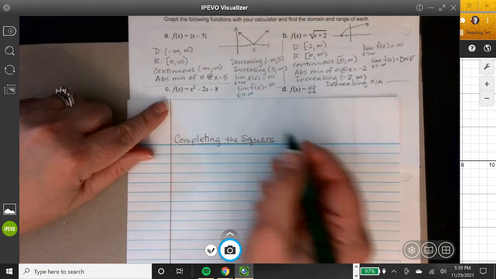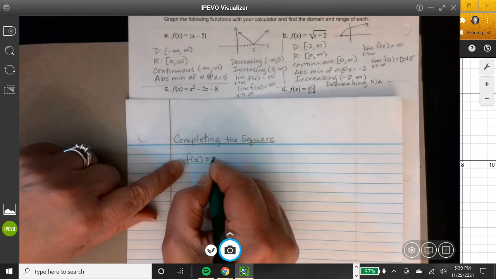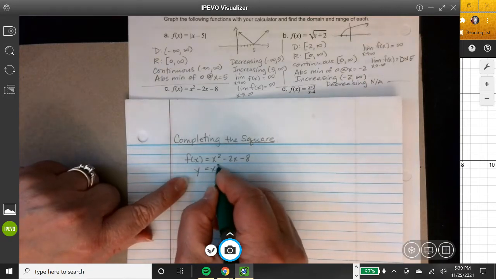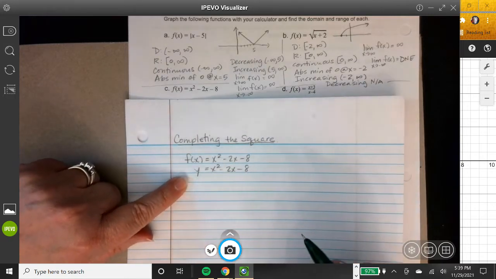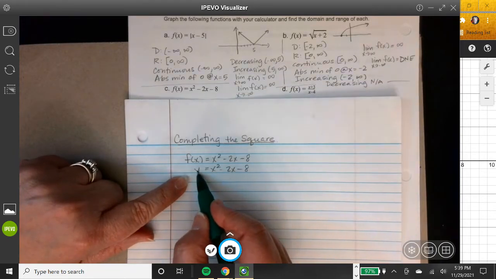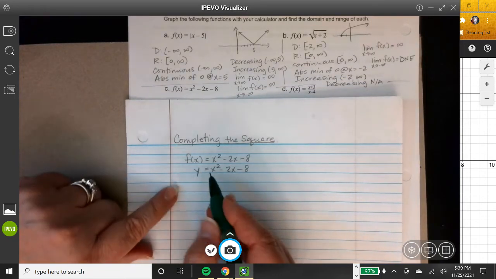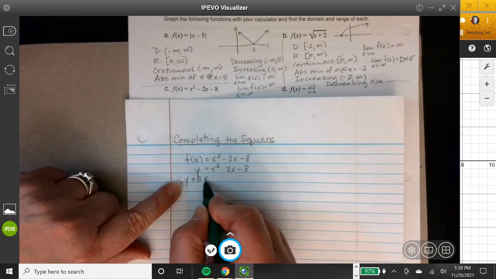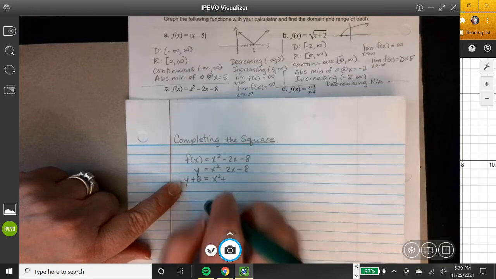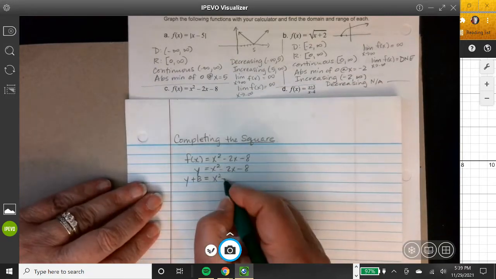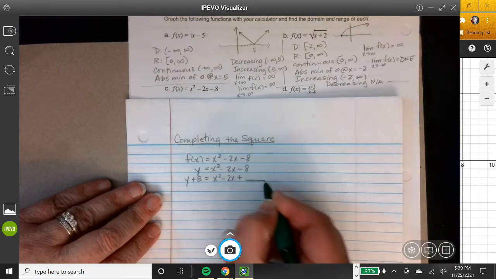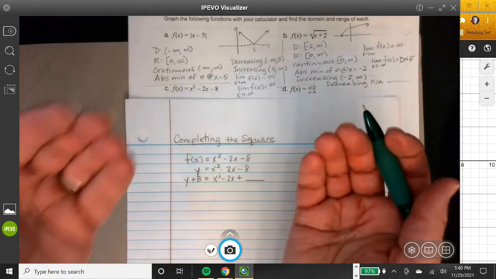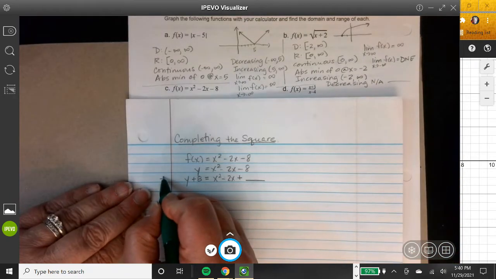Okay, so to complete the square, let's see, we've got f of x equals x squared minus 2x minus 8. I'm going to rewrite that as y equals x squared minus 2x minus 8. Now this is how I teach completing the square. I say that you should take the constant and put it on the other side. So we're going to do that. We're going to say y plus 8 equals x squared minus 2x plus something. I got to complete the square here. But if I add something to this side of the equation, I have to add it to that side so they're still equal. So this is going to be plus something over here.